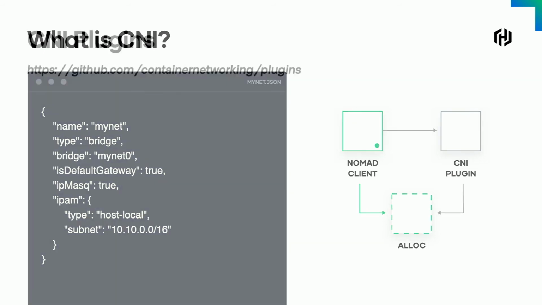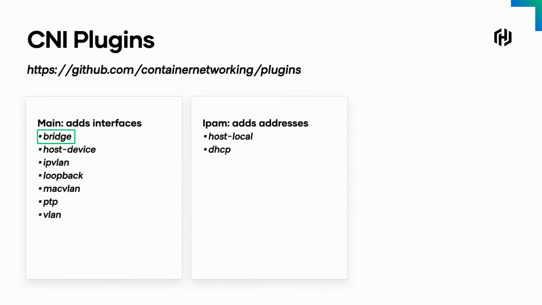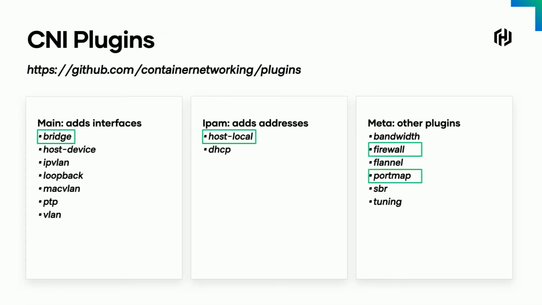There are many well-known CNI plugins that have been built by the community, and as a matter of fact, Nomad's bridge networking mode is really just an opinionated CNI configuration that uses the bridge plugin, the host local IPAM plugin, and then a few other meta plugins to do port mapping and configure IP tables. But there are many more plugins available. These are from these reference plugins and many more that the community has built as well.